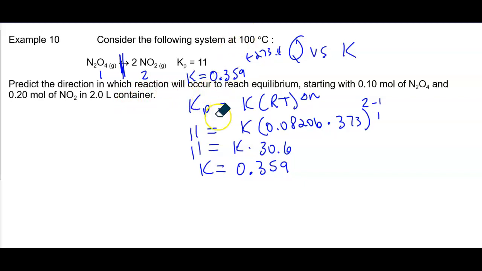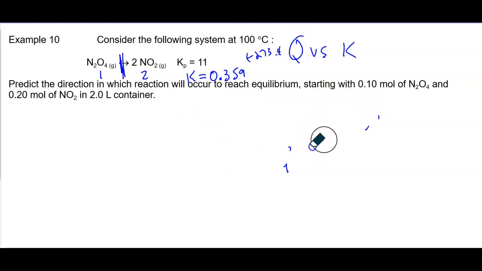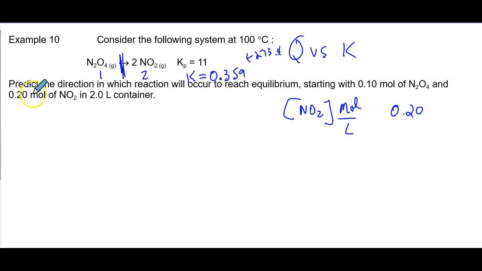We have not even thought about Q yet. Remember, Q is the same thing as K, except it's before equilibrium. So we're going to treat Q just like K. But remember that in order to have a Q or a K, we have to have concentration. So we're going to figure out what is the concentration of NO2, and we're going to do that first. So let's think about that. That's moles over liters, if you remember from the first part of our unit. So we're going to take moles of NO2, which was 0.20, I'm looking right here, divided by 2.0 liters.